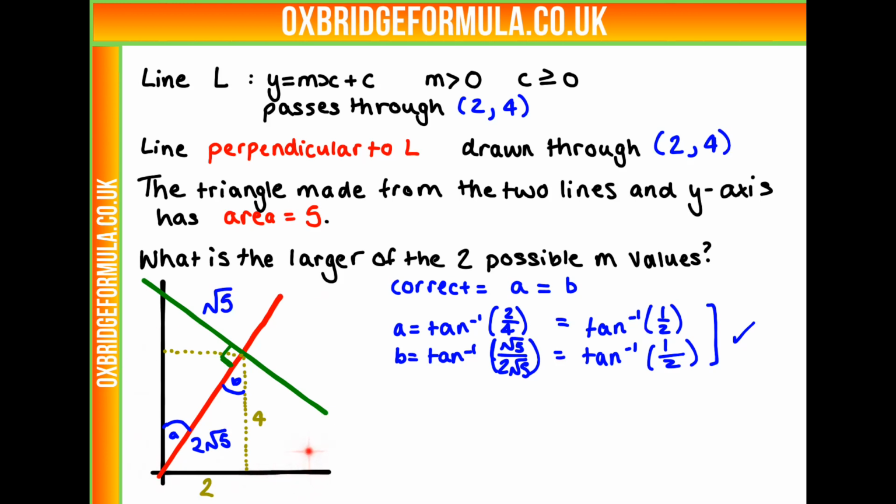So now we can work out what the actual gradient is going to be. And how do we do that? Well, it's just change in y over change in x. So that's 4 divided by 2, which is 2. So 2 is our largest possible gradient, and our answer is D.